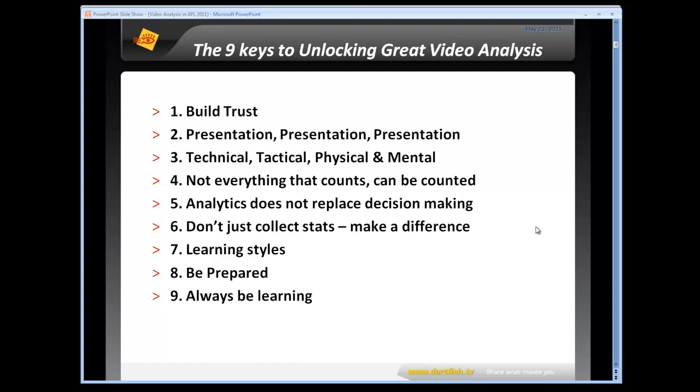Number five, the analytics will never replace decision-making. And I love that old saying, lies, damn lies, and statistics. Keep in mind that lots of old school coaches, and there might be some listening to this, will have nothing to do with counting anything, all right? But I think there are always things that can be counted and can be used in analysis, in particular video analysis. Stats on their own can lie. Stats with video almost never do.